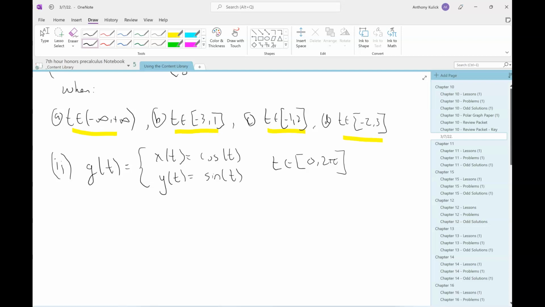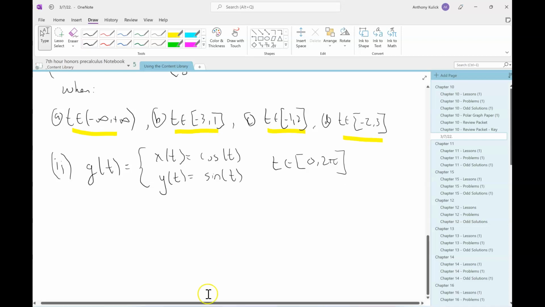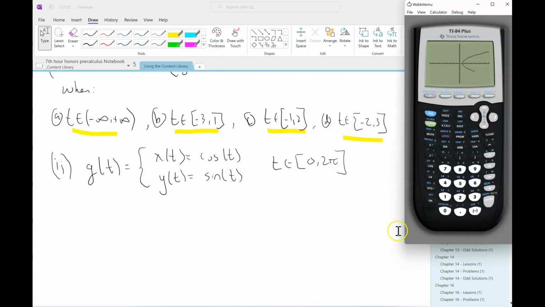It's not going to be a wave. It's what? The unit circle. Remember, the unit circle had coordinates cosine theta, comma sine theta, where the values of theta could go from 0 to 2 pi. This is exactly what we're going to see here.